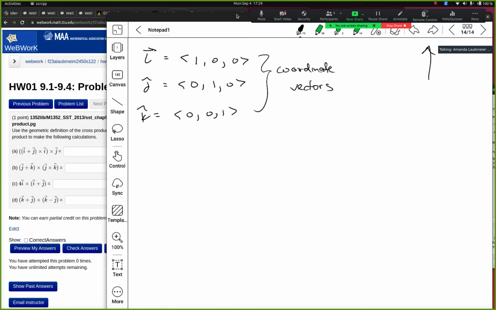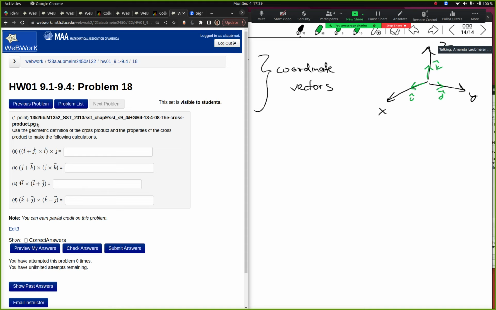That means that if I draw my xyz plane, they run with the coordinate axes. So i hat goes 1 in the direction x, j hat goes 1 in the direction y, and k hat goes 1 in the direction z. So once you know that, the problem says, use the geometric definition of cross product and the properties of the cross product to make the following calculations. So it's asking you to do something fancy, use geometry and cross product properties to get these answers.